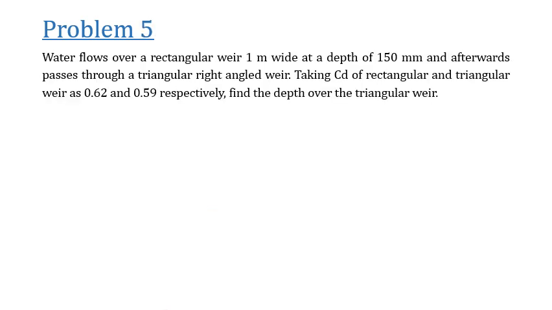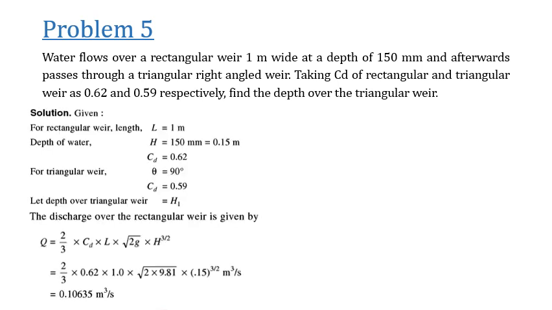Problem number 5. Water flows over a rectangular weir 1 meter wide at a depth of 150 millimeter. Afterwards, it passes through a triangular right angle weir, taking CD of rectangular and triangular weir as 0.62 and 0.59 respectively. Find the depth over the triangular weir. So basically, first of all, the water passes through a rectangular notch, and later on the same water is passing through the triangular weir, and they have developed some relationship. The coefficient of discharge for both cases are known. We have to find out the depth over the triangular weir.